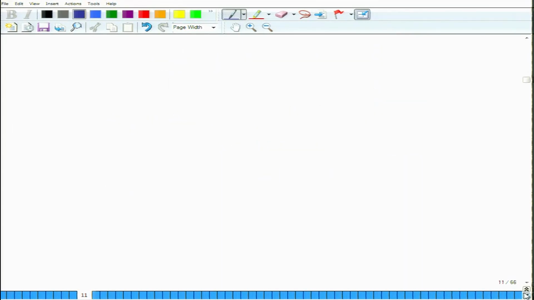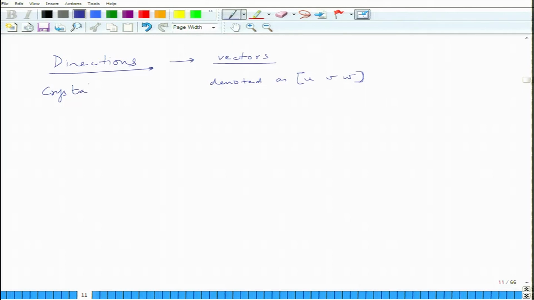Now, let us go to what we call directions. Directions are nothing but vectors, all right, and they are denoted, as I said earlier, as U, V, W. A lot of people also call them crystallographic directions.